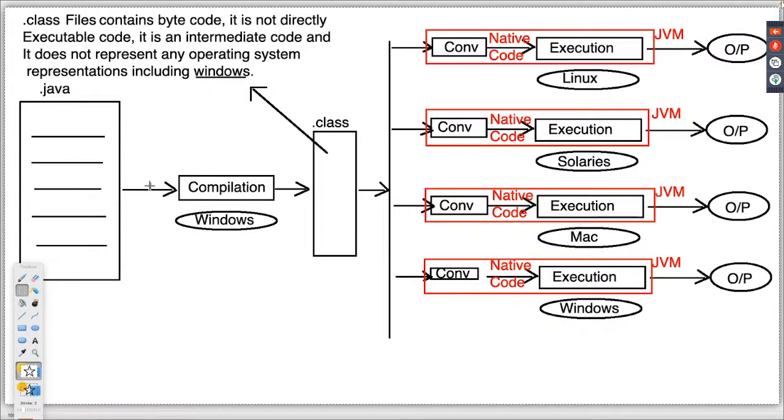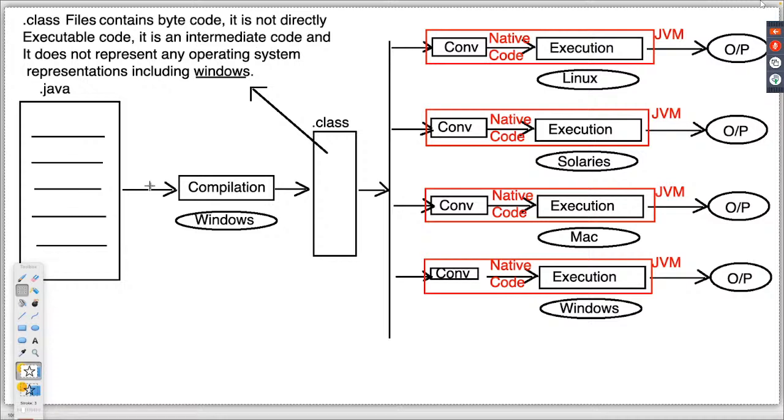Clear? One more question I'm asking you. Now try to answer it. How many times did we compile our program? Only one time. But how many times have we executed our program? 4 times we executed our program. Am I right or not? Now tell me, in all 4 executions, how many JVMs have we used? Is it only 1 JVM or 4 JVMs?